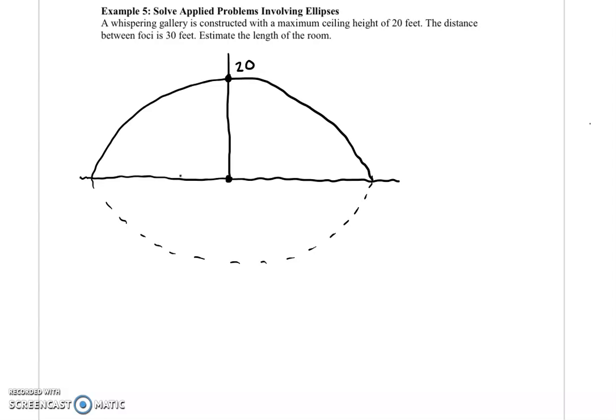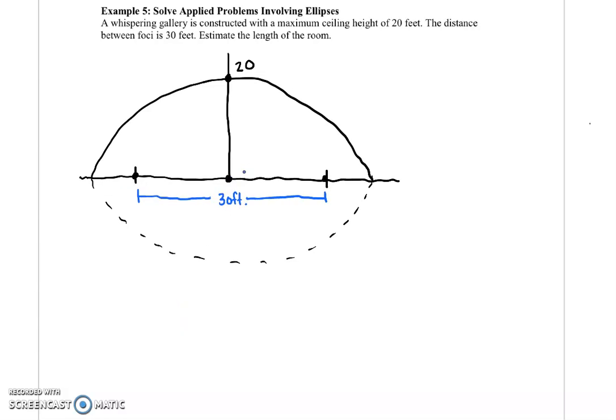The maximum ceiling height is 20 feet, so it's 20 right there. And the distance between the foci is 30 feet. So right here and right here are the foci. The whole distance from here to there is 30 feet.